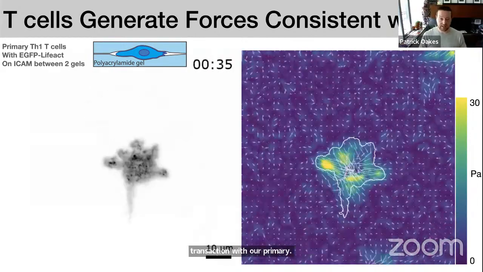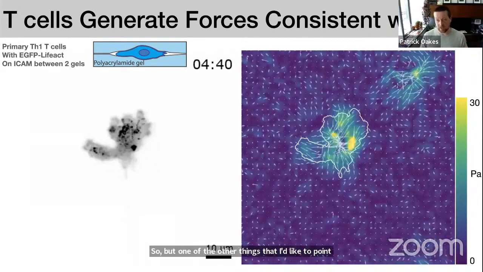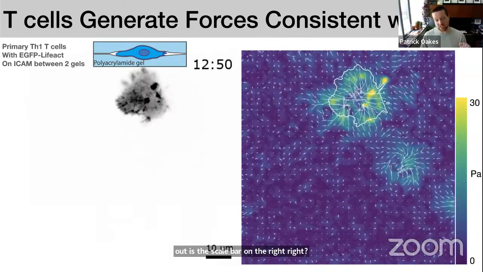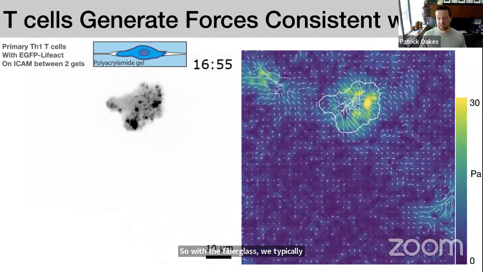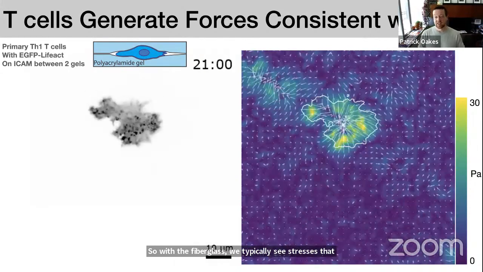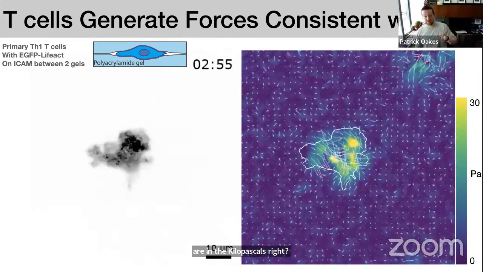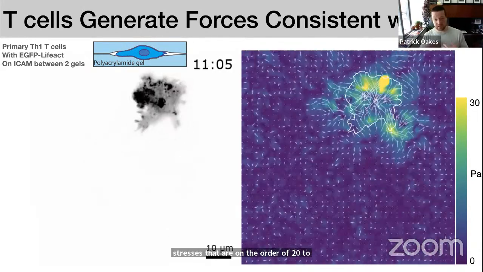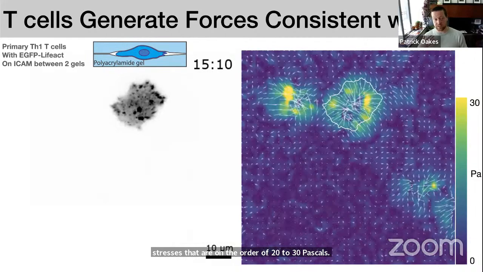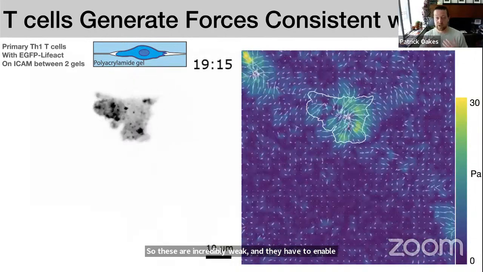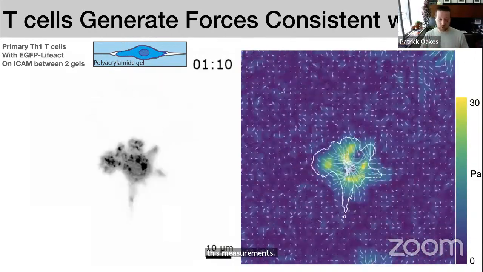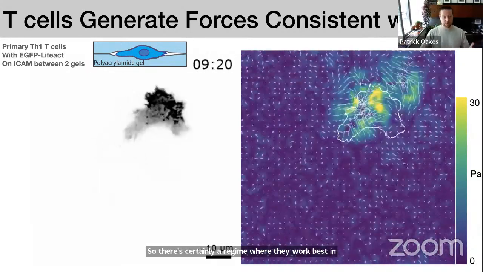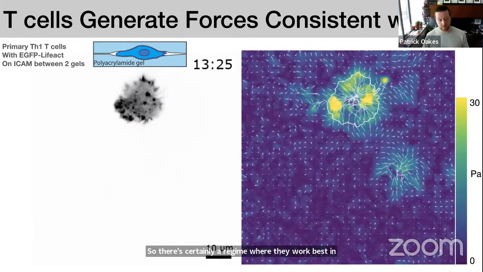But one of the other things I'd like to point out is the scale bar on the right, right? With the fibroblasts, we typically see stresses that are in the kilopascals, right? So that's thousands of pascals. Here we're seeing stresses that are on the order of 20 to 30 pascals. So these are incredibly weak, and to be able to do these measurements, you have to make these gels incredibly soft, right? So there's certainly a regime where they work best, but they're doing all the normal things that you would expect with typical focal adhesions and generating forces.